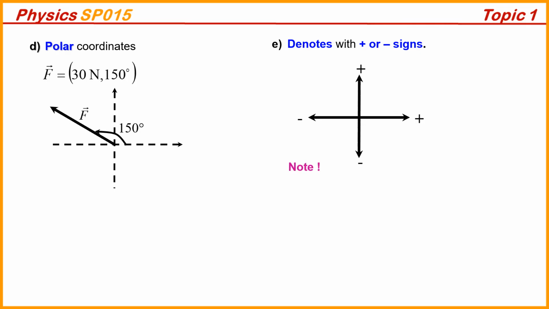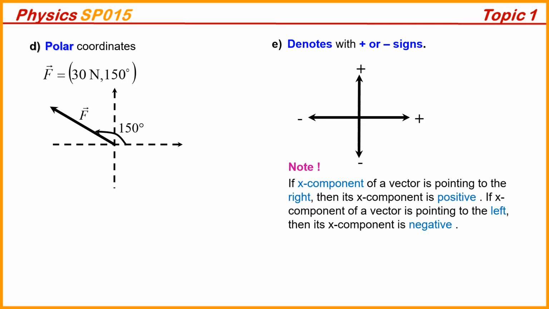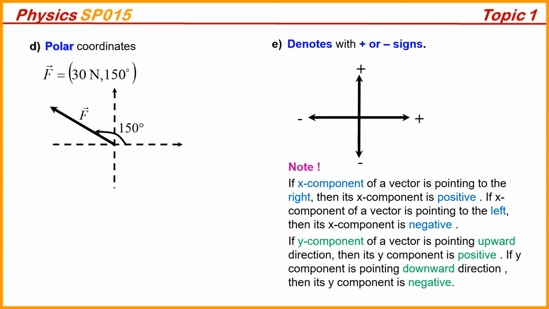For the positive and negative sign, we follow this rule: if the x component of a vector is pointing to the right, then its x component is positive. If the x component of a vector is pointing to the left, then its x component is negative. Same thing for the y component. If the y component of a vector is pointing upward, the component is positive, and if the component is pointing downward, its y component is negative.